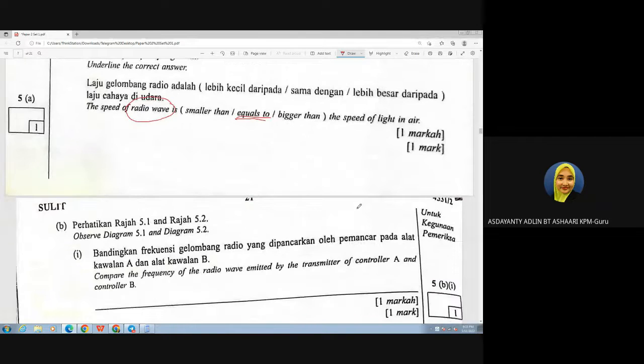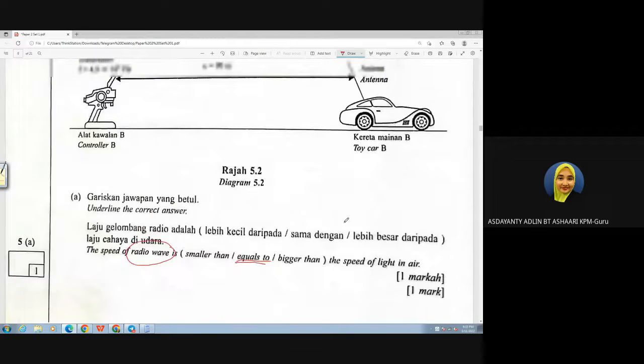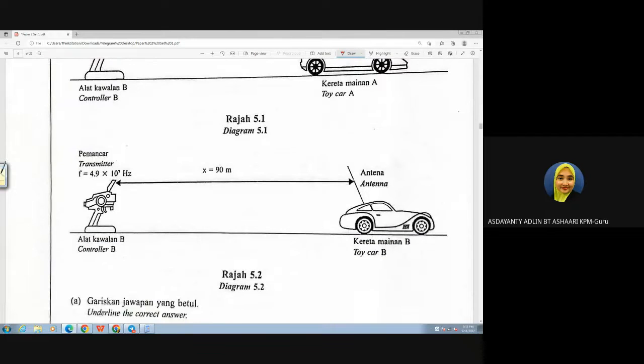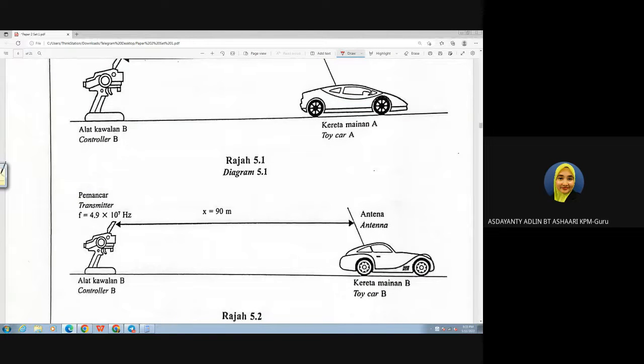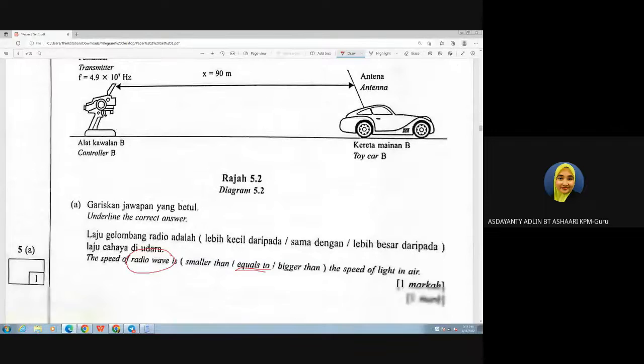Okay, observe diagram 5. This is easy. Observe, that means comparison. Observe diagram 5.1 and diagram 5.2. Compare the frequency of the radio wave emitted by controller A and controller B. So you can see the frequency of the controller. The first one will be A, the second one will be B. Okay, so controller A has lower frequency than controller B.